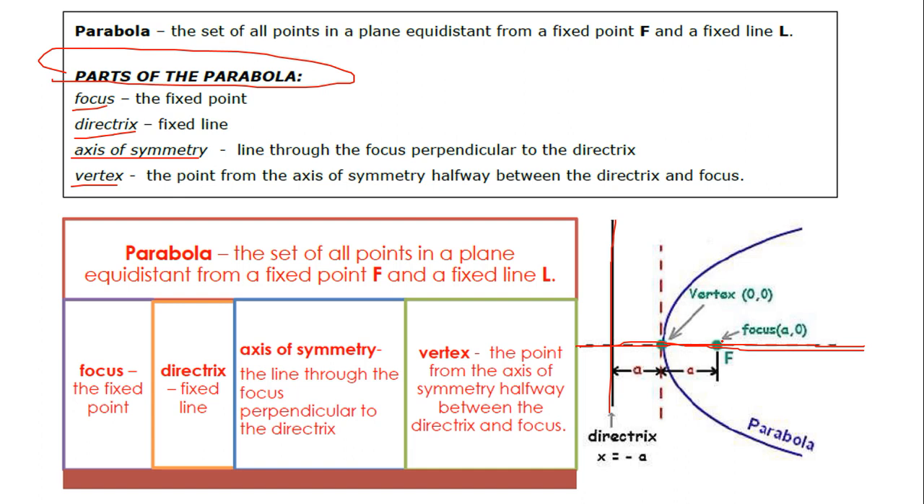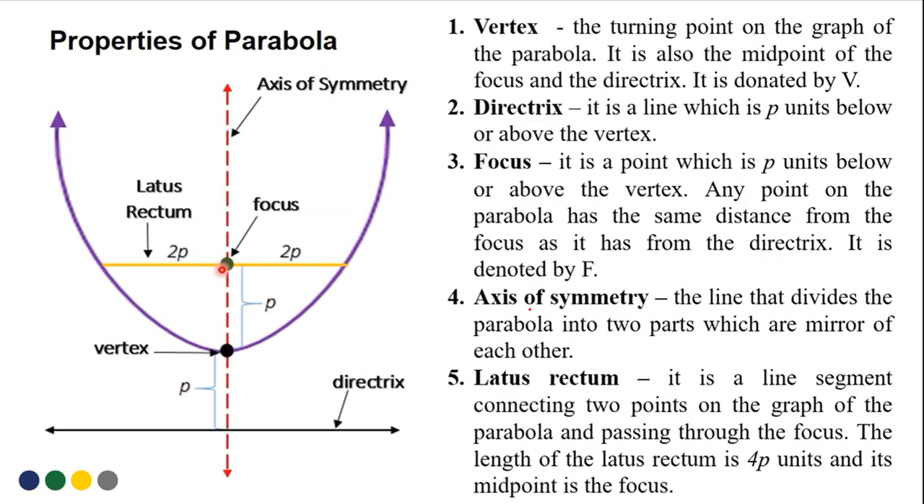And we have the vertex. Vertex is the terminating point or the point from the axis of symmetry halfway between the directrix and the focus. Meaning to say, that is the center between the directrix and the focus. Whatever the units or the distance from vertex to focus, it is always equal to the distance from vertex to directrix. So, mamaya, mas maintindihan natin yan.